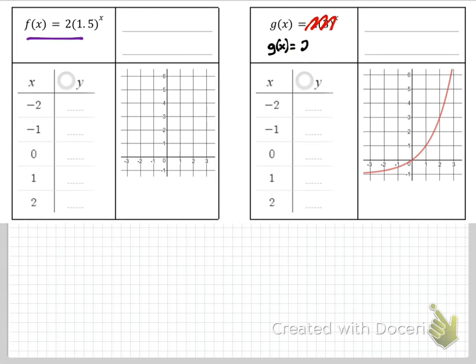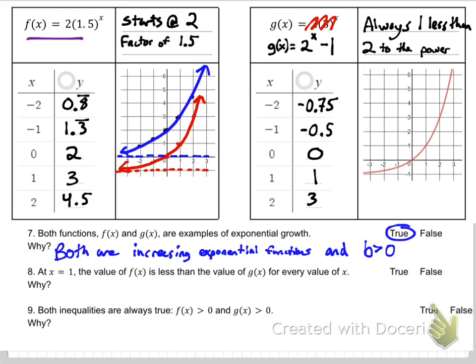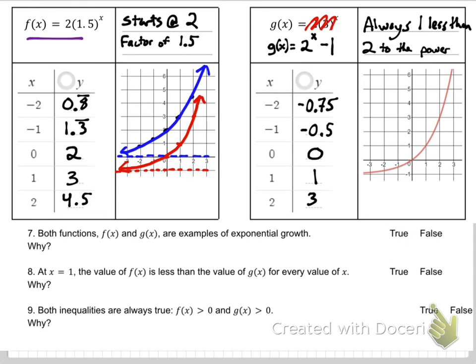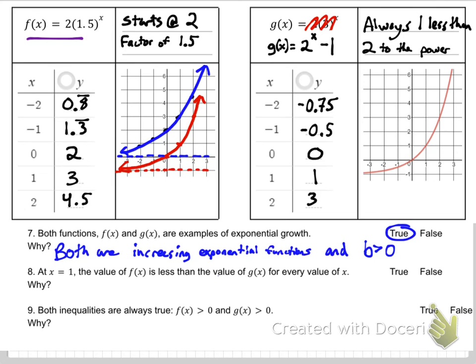Okay, last one here. Both functions f of x and g of x are examples of growth functions. I feel like we just answered that. Oh no, we did not yet. Both are increasing exponential functions, and b is greater than 0. We just talked about the growth factors. Both of them are getting larger as you go to the right, so they're both exponential growth functions. That's true.